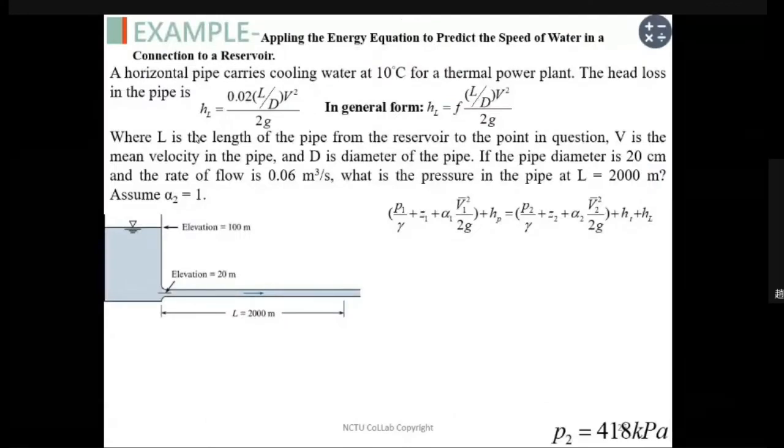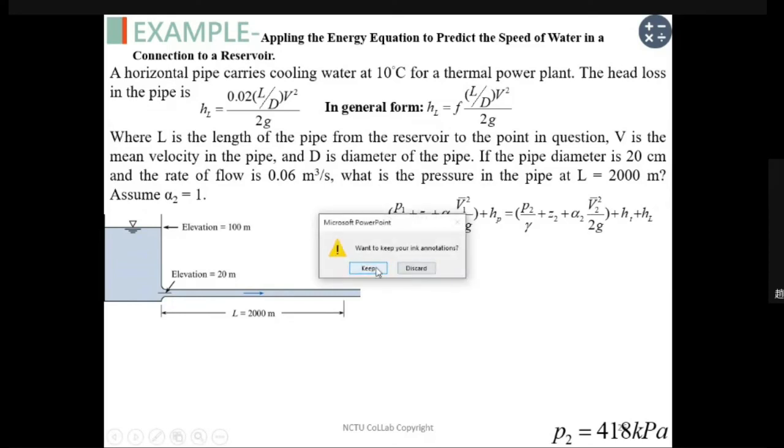Okay, so maybe it's time for a 10 minute break. After the 10 minute break, we will do more exercises, and in that way you will figure out the key concepts for our energy equation. Okay, so we stop here.